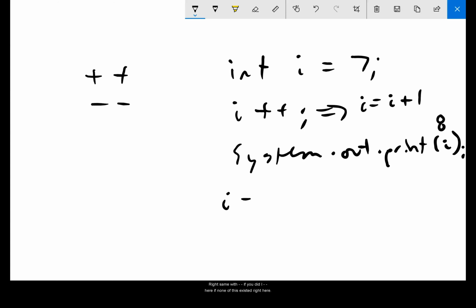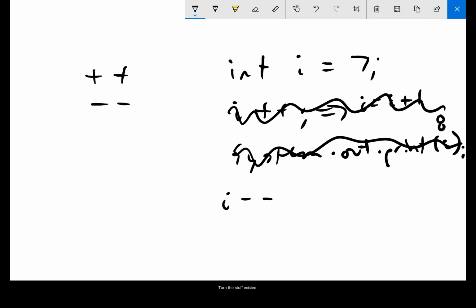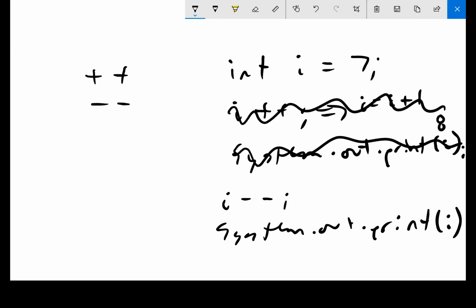If you did i minus minus here, and if none of this stuff existed right here, and i was 7, okay, and you did a System.out.print, 6 would display here because it's basically doing i equals i minus 1. Okay, so again, programmers don't like typing, so you got i minus minus. That's equivalent to i equals i minus 1. All right. So let's open up Java and look at some of these as examples.